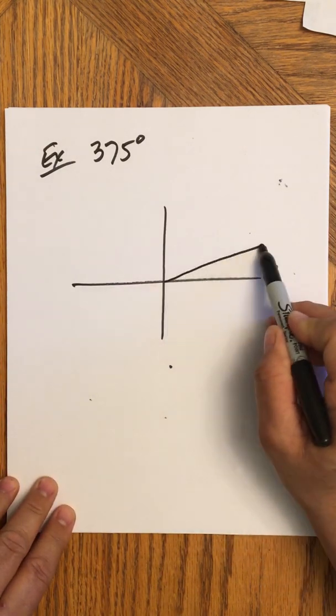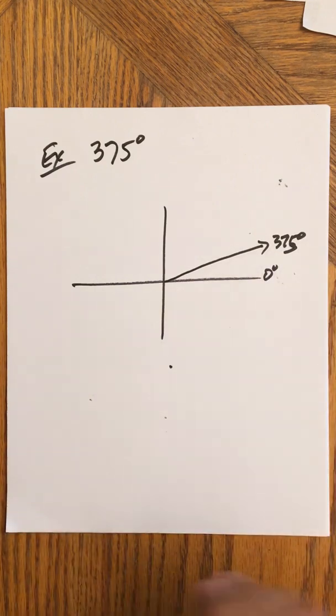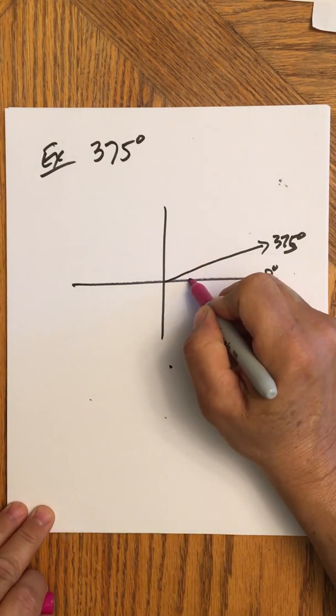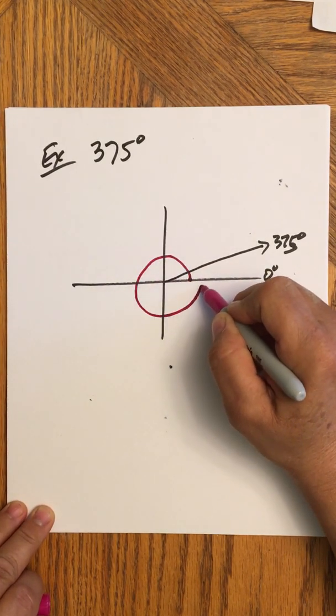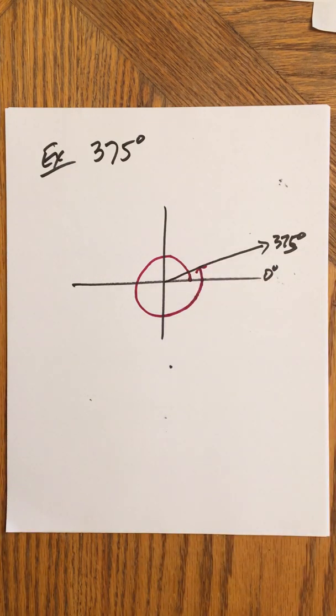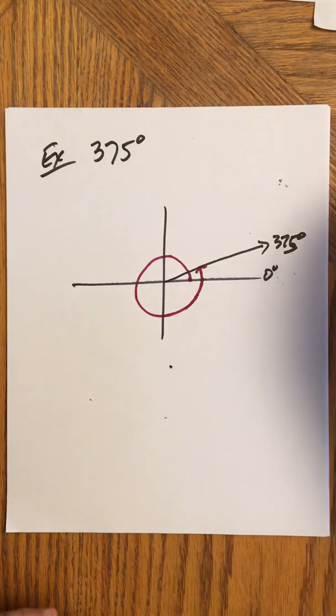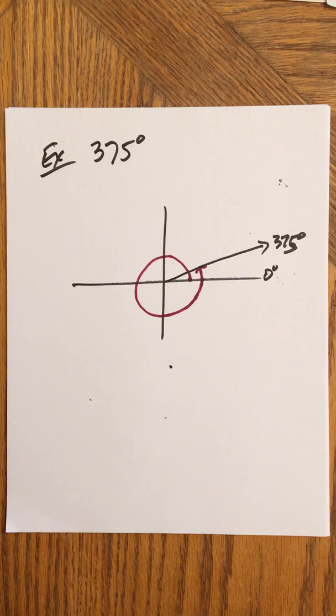So you really would be about here at 375, and the way this is represented is you start at the initial side, always 0, you go full circle, one revolution is 360, and then you finish it off here with that extra 15 degrees at 375. The same thing would be true for negative, but you would be going the other way. That's the only difference.